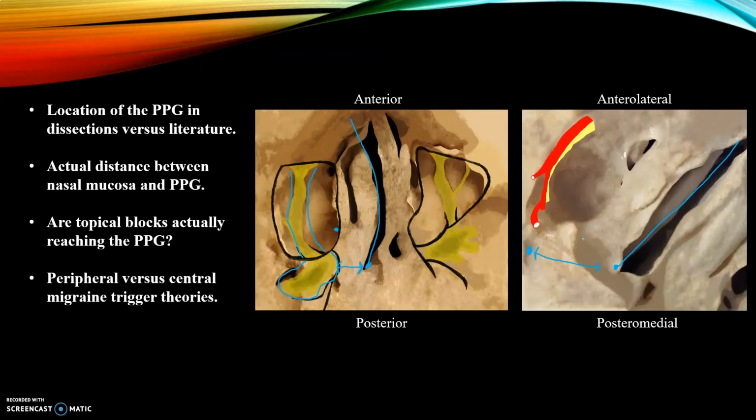actually looks like. So now that we've discussed the anatomy of the region and what the ganglion is, the rest of this PowerPoint will be exploring the different mechanisms behind why we think that blocking this ganglion can help treat migraine headaches.